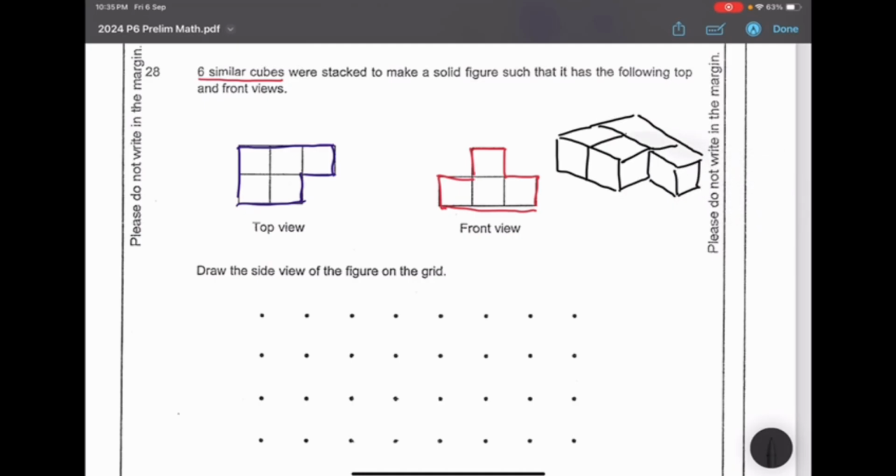Right, so it should look something like this. And then from the front, it looks like it has 3 at the bottom, which is what I already have, and 1 at the top, right? So maybe the 1 would be over here.